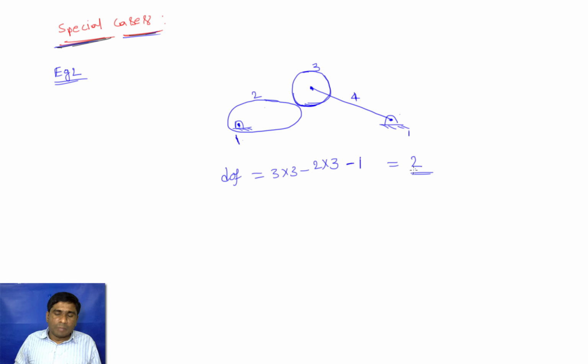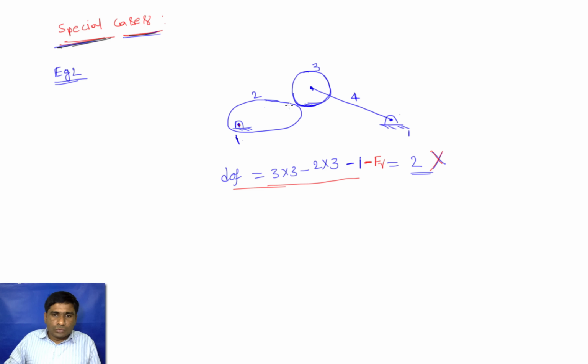2. But here this is wrong. Why? Because we have already discussed just now, whenever there is a redundant link in the mechanism, then we shouldn't use this degree of freedom formula. Instead we should also keep FR. So let's investigate what could be the redundant link in the given mechanism.